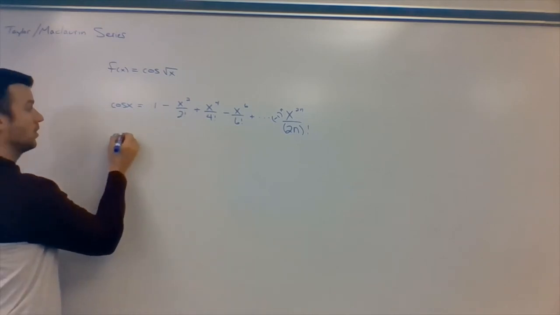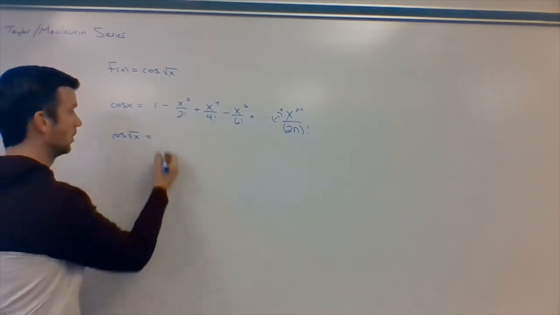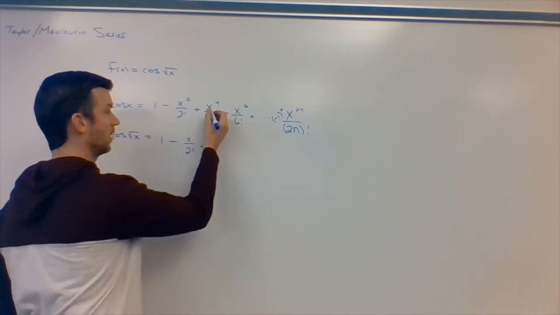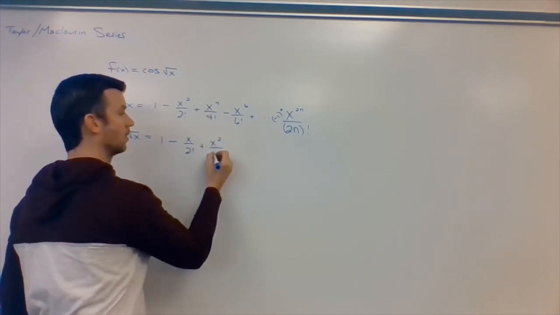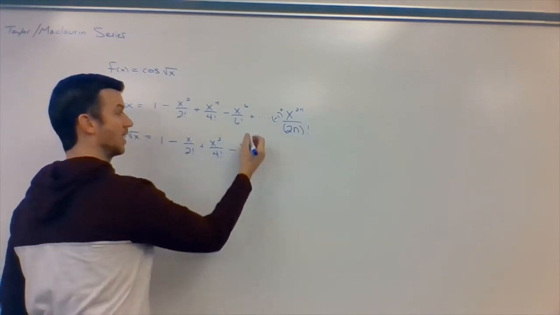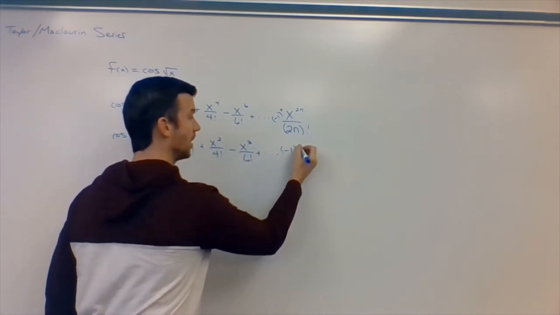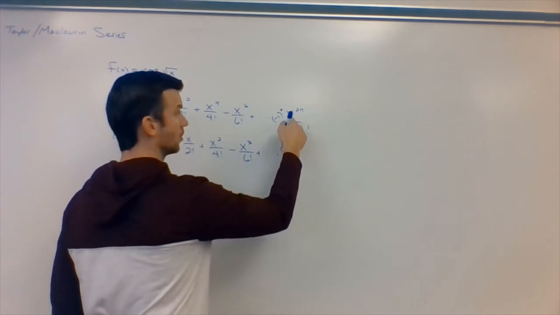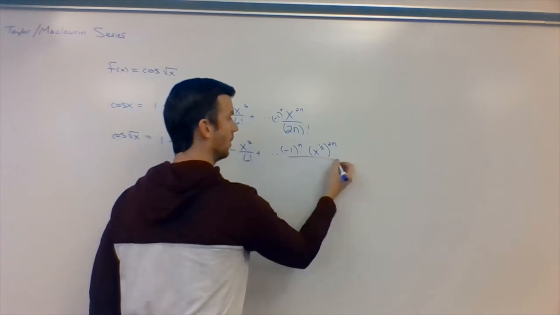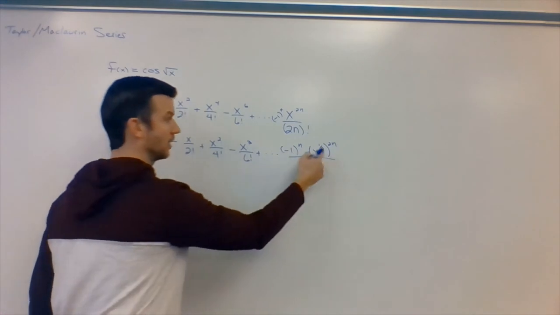So, if I want the cosine of root x, that just means plug the square root of x in there for all of the x's. So 1 minus, the square root of x squared is x over 2 factorial, plus the square root of x to the 4th is x squared over 4 factorial, minus the square root of x to the 6th is x to the 3rd. So that's going to change this part to be the square root of x, or x to the 1/2 to the 2n. It just becomes x to the n.